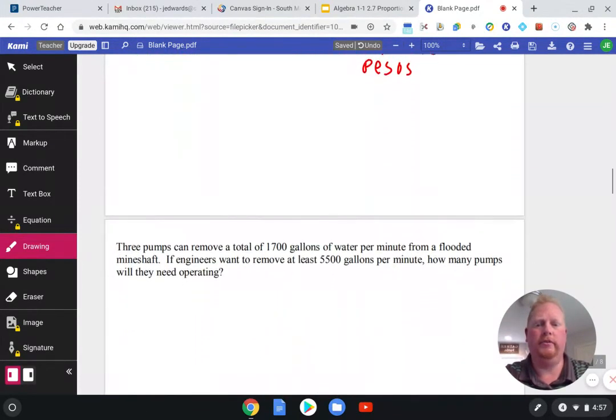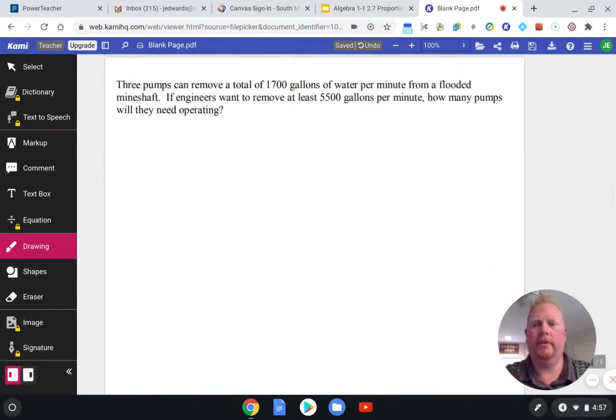Let's try another one. It says 3 pumps can remove a total of 1,700 gallons of water per minute from a flooded mine shaft. If engineers want to remove at least 5,500 gallons per minute, how many pumps will they need operating? So once we read the problem, find our variable, how many pumps will they need? So let's do P equals pumps. It says 3 pumps can remove a total of 1,700 gallons. So right there, there's your rate.